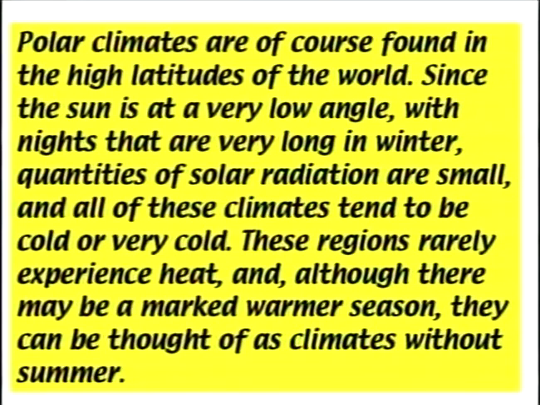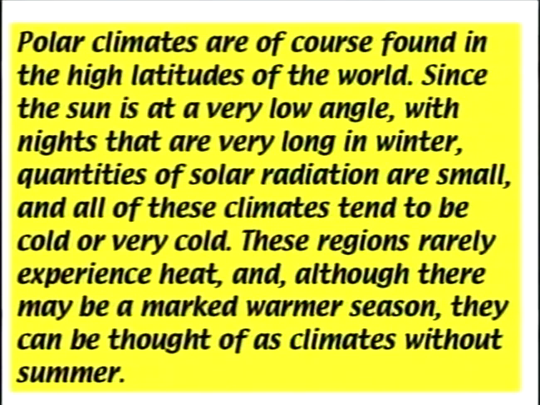Since the sun is at a very low angle, with nights that are very long in winter, quantities of solar radiation are small, and therefore all of these climates tend to be cold or very cold. When we were looking at the temperate climates, remember, it was cool to cold. Here we are looking at cold to very cold climates for the polar regions or polar environments.